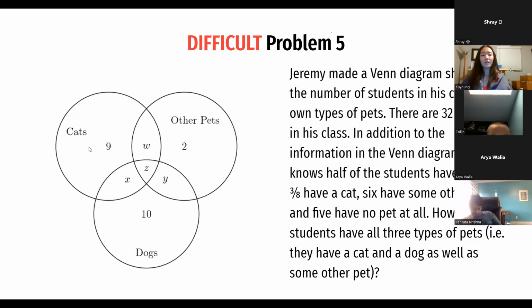Why did you put 2 for other pets and it says 6 in the text? Let's see. Oh, so basically the 2 is people who only have other pets. 6 would be W plus Z plus Y plus 2. So all of these intersections in this entire circle would equal 6. Yeah, that's a good question.